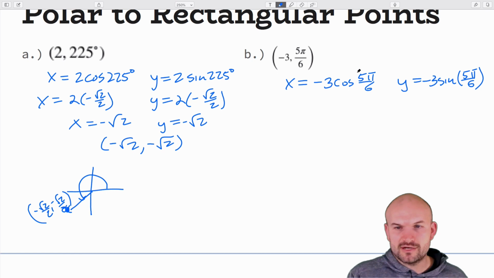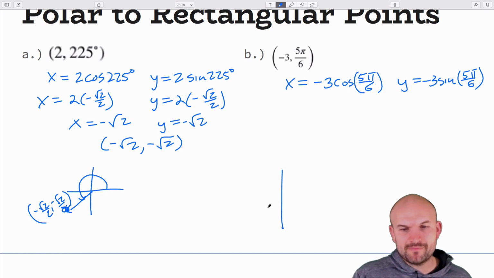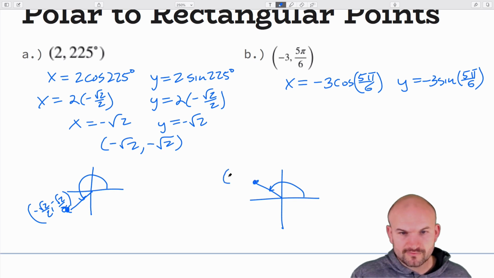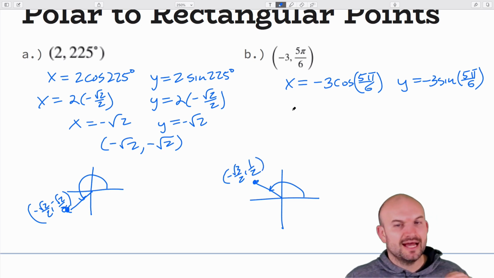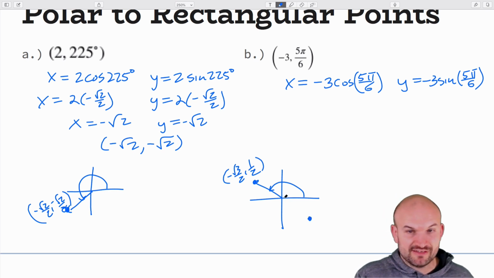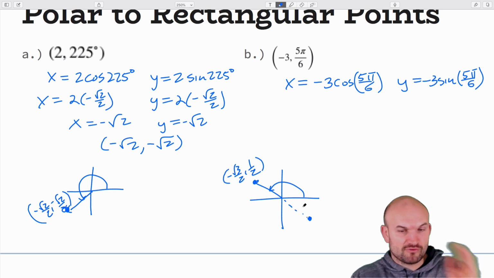Now, I'll put these in parentheses. You could know that 5 pi over 6 is hopefully in the second quadrant, right? So therefore, the coordinate point here on the unit circle would be negative square root of 3 over 2, comma, 1/2, right? X is negative, y is positive. However, hopefully you recognize that since this is a negative 3, my true point is actually going to be in the fourth quadrant, right? Because it's going to be a reflection about the origin.